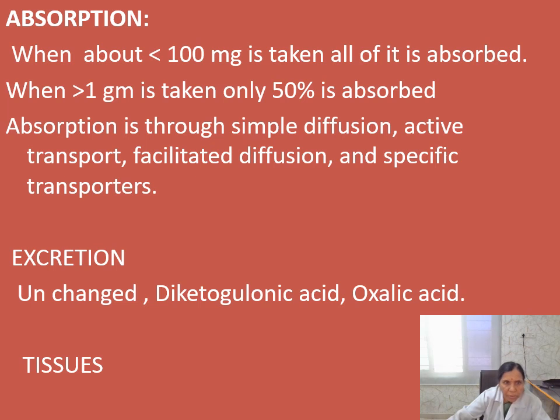Coming to absorption, when less than 100 milligrams is taken, all of it is absorbed. When more than 1 gram is taken, only 50% is absorbed. Absorption is through simple diffusion, active transport, facilitated diffusion, and specific transporters. And excretion is as unchanged vitamin C, diketogulonic acid, and oxalic acid.